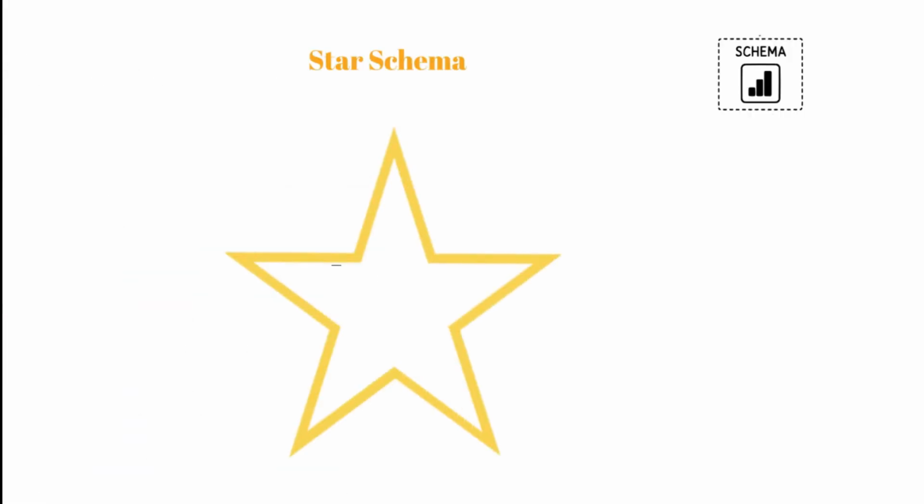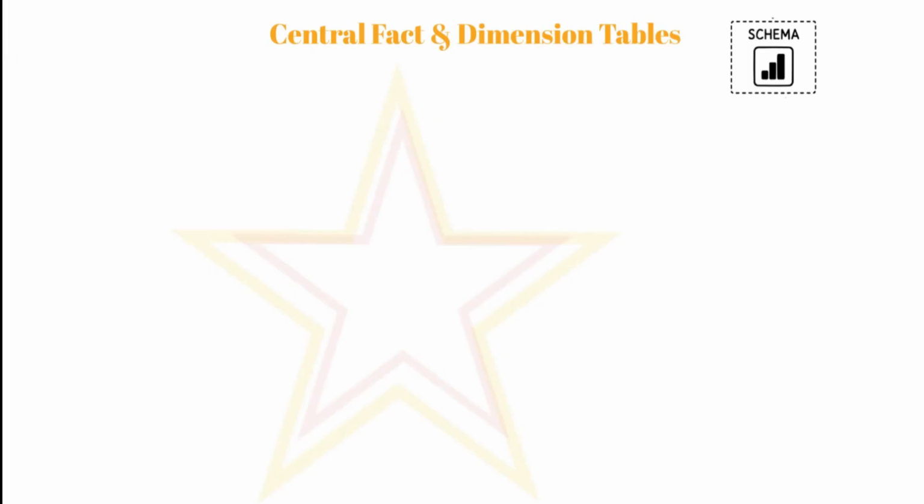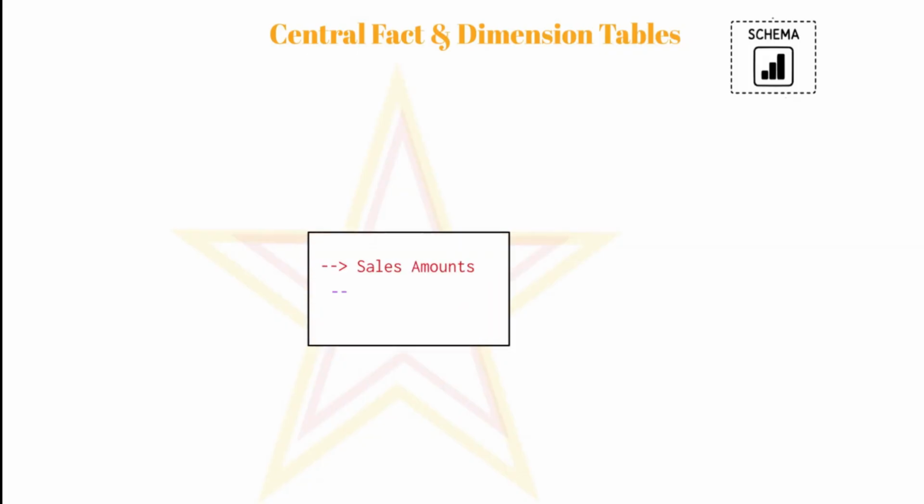A star schema looks just like a star. Everything begins with one table in the middle, the fact table. From there, it connects outward to several dimension tables. And because the layout looks just like a star, that's exactly where the name comes from. The star schema. Think of it this way. The fact table is where all your numbers live. Sales amounts, revenue, or quantities.